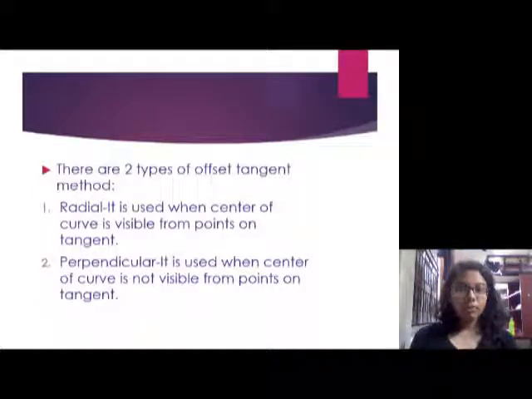There are two types of offset tangent method to fit curves. The first one is the radial method. It is used when the center of the curve is visible from points on the tangent. The second method is the perpendicular method. It is used when the center of the curve is not visible from points on the tangent.